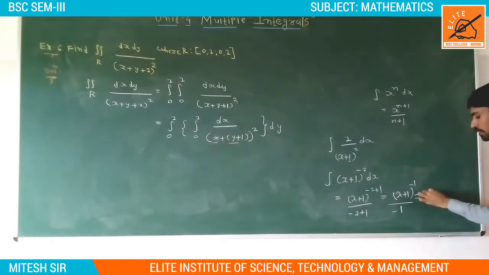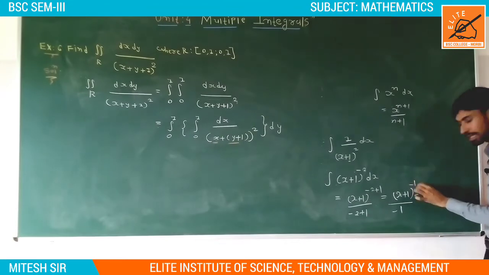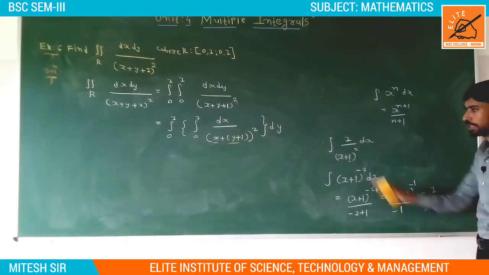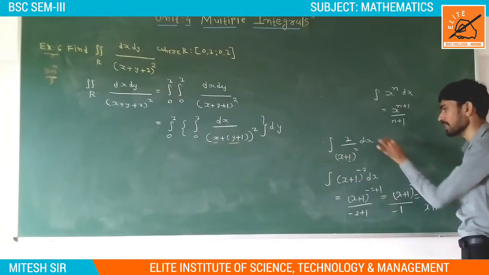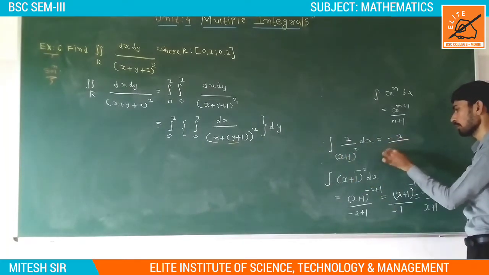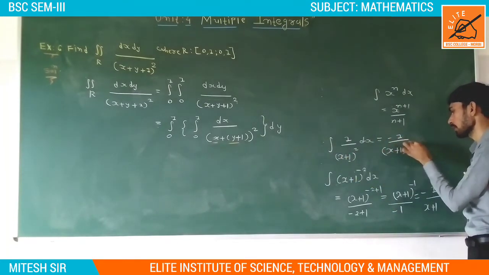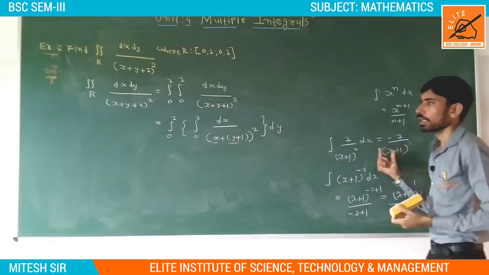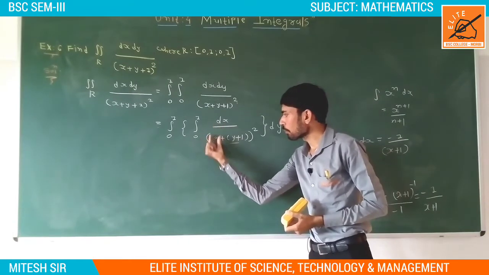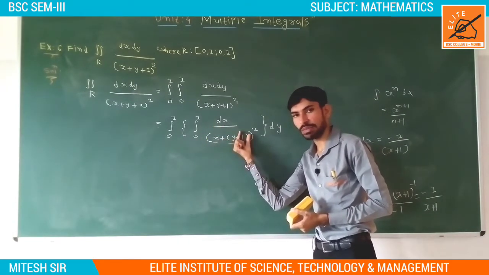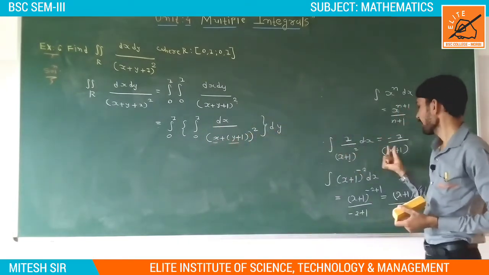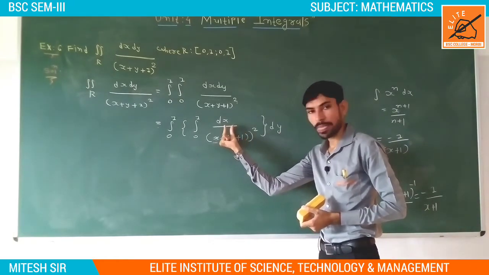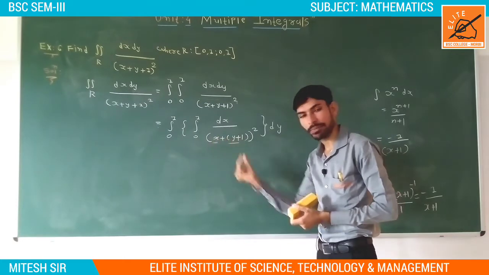So the final answer is minus, inverse of x plus 1, minus 1 upon x plus 1. So integration of 1 upon (x plus 1) whole square dx is nothing but minus 1 upon x plus 1. So here the integration of 1 upon (x plus y plus 1) whole square is nothing but minus 1 upon x plus 1, and in our function we have y plus 1. So it is minus 1 upon x plus y plus 1.